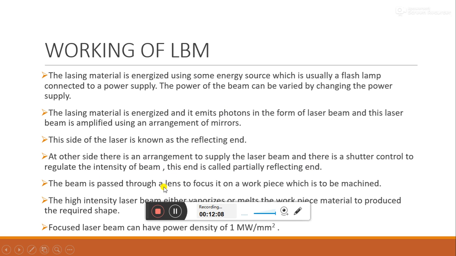The beam is passed through a lens to focus it on a workpiece which is to be machined, and the high intensity laser beam either vaporizes or melts the workpiece material to produce the required shape. Finally, the focused laser beam can have a power intensity of 1 megawatt per millimeter square.